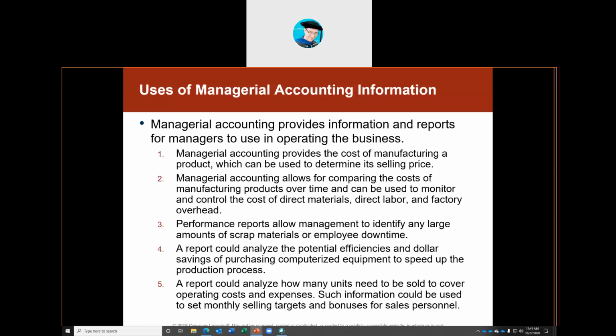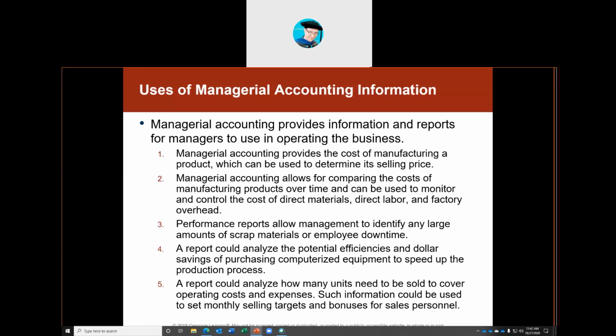We use reports that can analyze potential efficiencies and dollar savings to purchase computerized equipment to speed up production processes. This is like using computers to help the employees to be more efficient. Instead of an employee crafting things by hand, the employee might feed the material into a machine that does it for them.